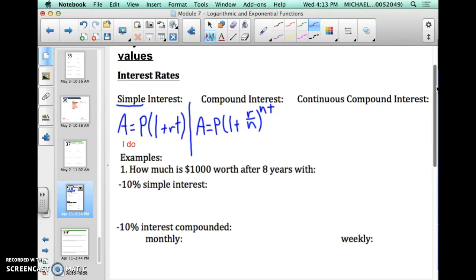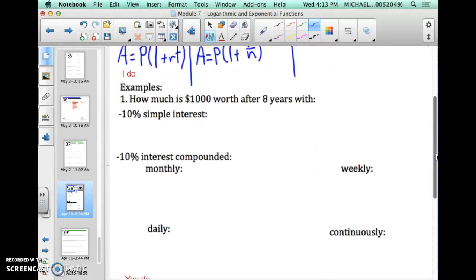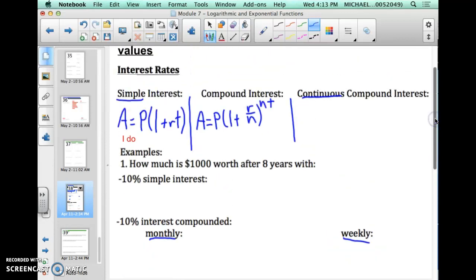And then finally, continuous. Continuous is another keyword, so let me underline these 3 as well. Monthly, weekly, daily, words like that would be considered compound interest. And then continuous: if you ever see the word continuous or continuously, you use this formula, A equals P E to the R T.